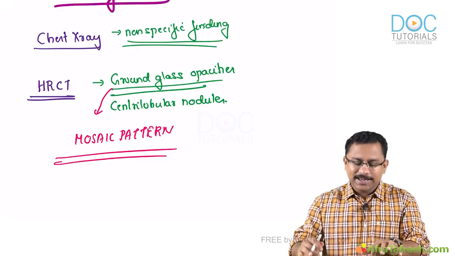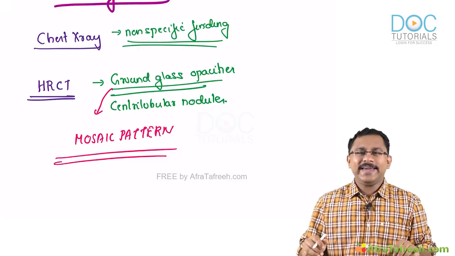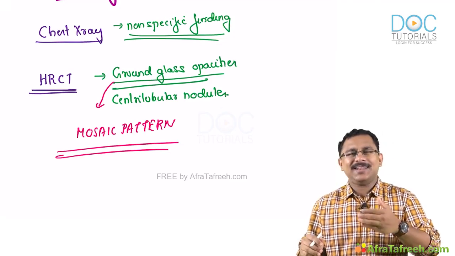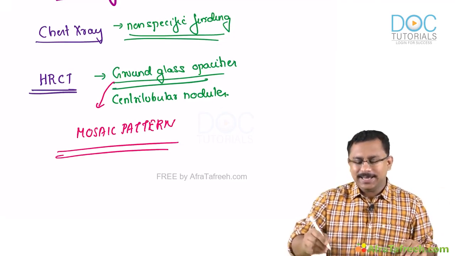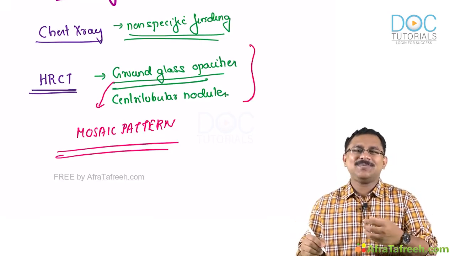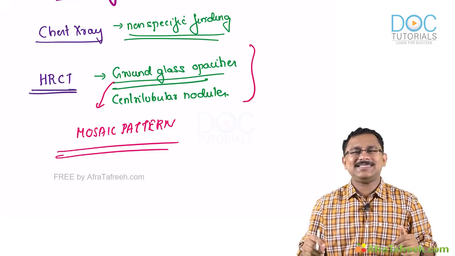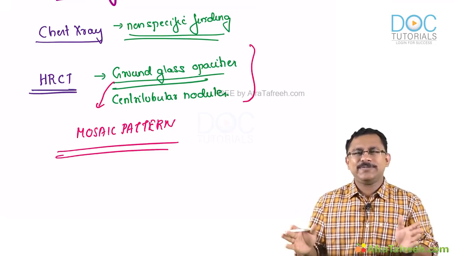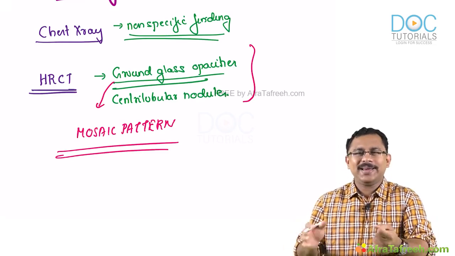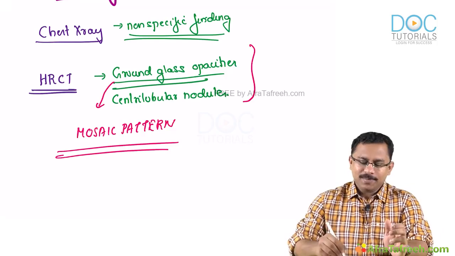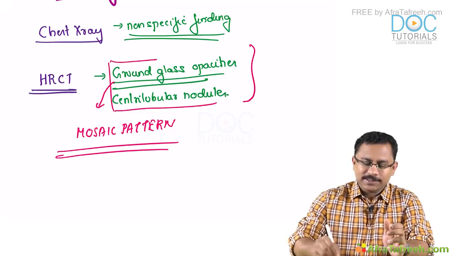So HRCT is a very useful investigation modality. Now you can have other findings also in HRCT, though these two are the major findings. You can have some traction bronchiectasis, some reticular pattern, and other non-specific findings may also be there. Even sometimes honeycombing can be there. But always keep in mind these two points.